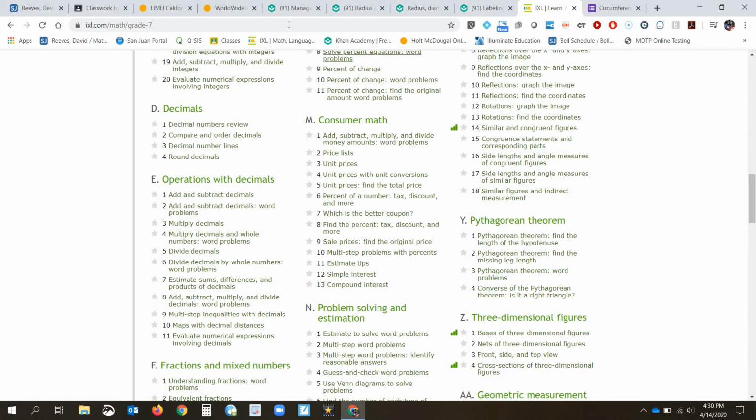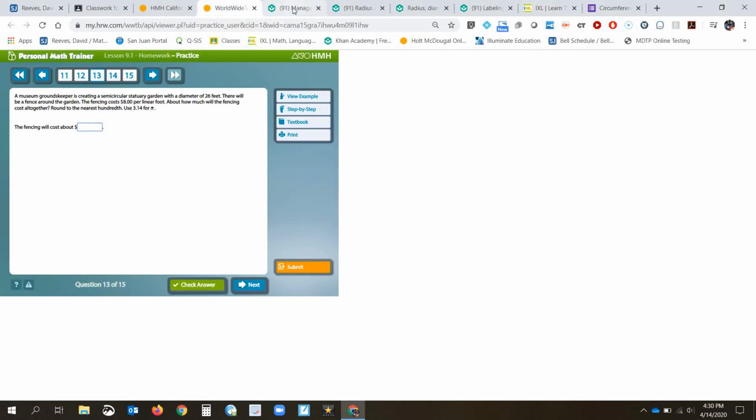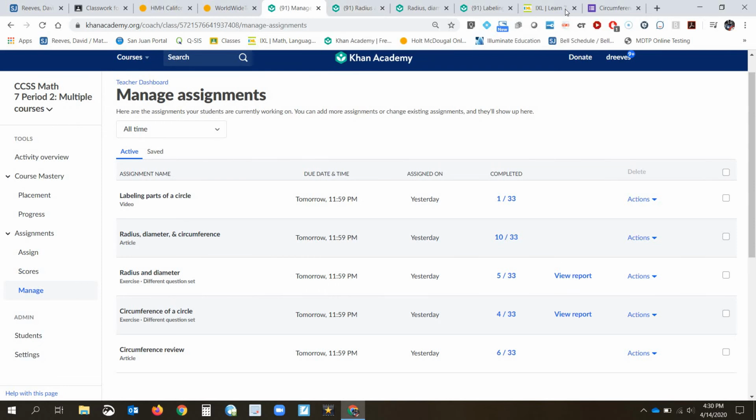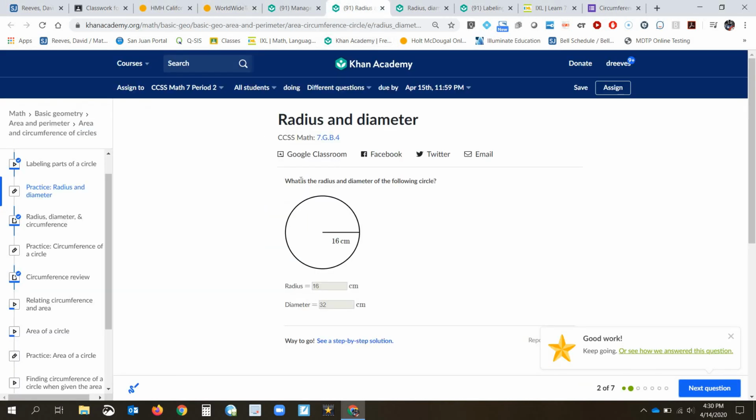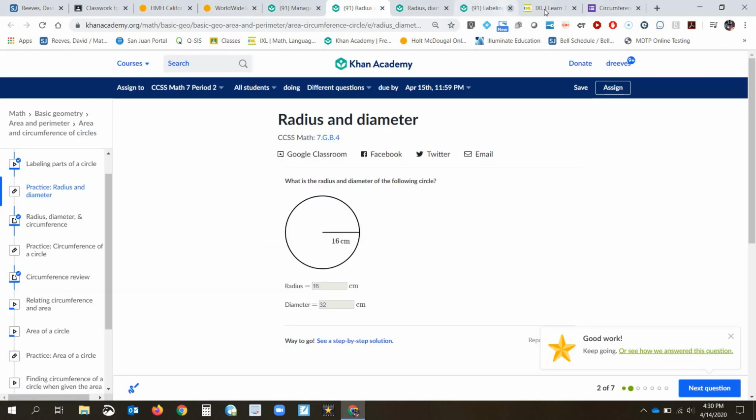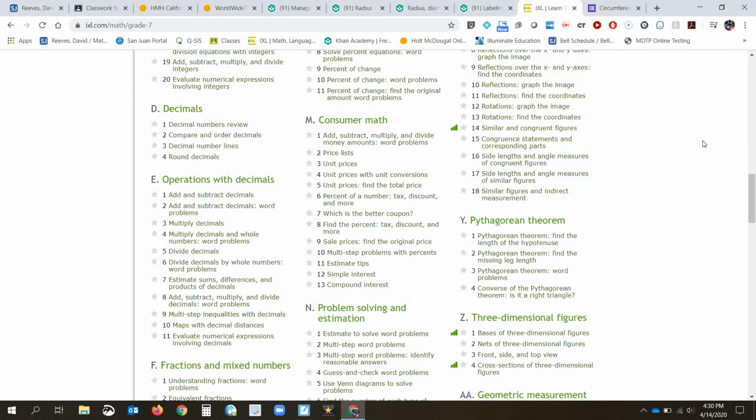All right, so after they have taken advantage of that, by the way, these are all options. If you're thinking, wow, that's a lot of work for them to do all of that, they don't have to do all of that. They might be okay just working out of the textbook. That's what we normally would do. They might be okay just working on Khan. They might be okay just working on IXL, although I really don't encourage that.